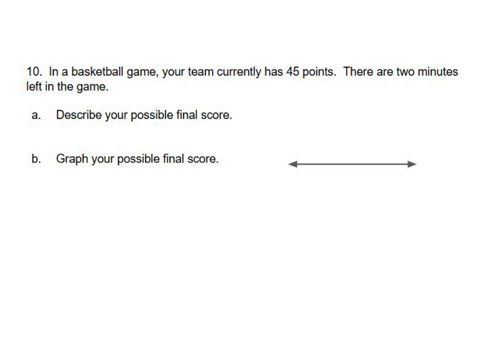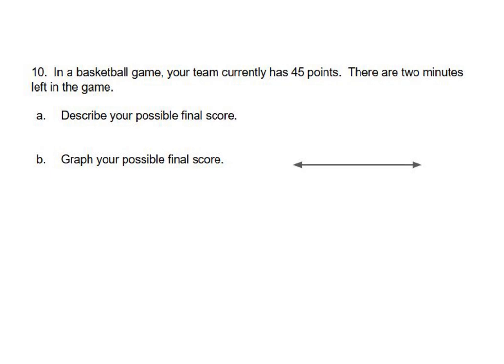In a basketball game, your team currently has 45 points. There are 2 minutes left in the game. Describe your possible final score, and then graph your possible final score. So as we think about this problem, there are 2 minutes left in the game. That just means there's time left to score more points. So the final score, we would have to have at least 45 points, right? There's no way you can lose points in the game of basketball.